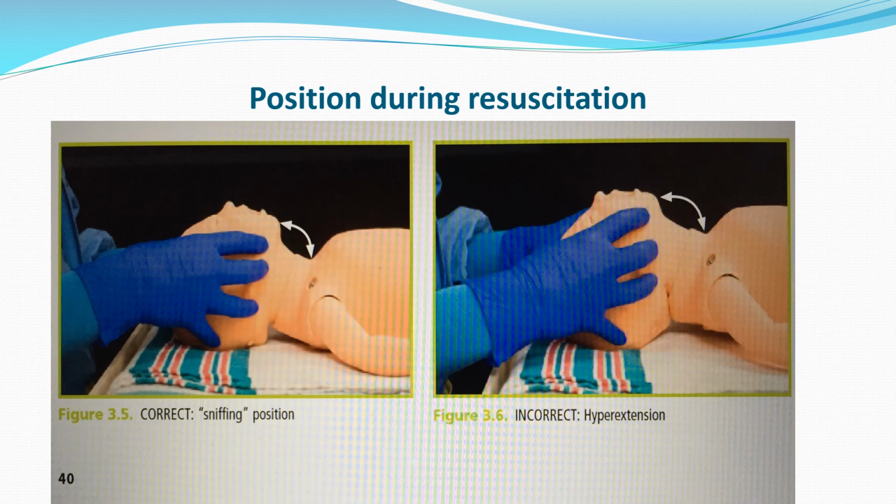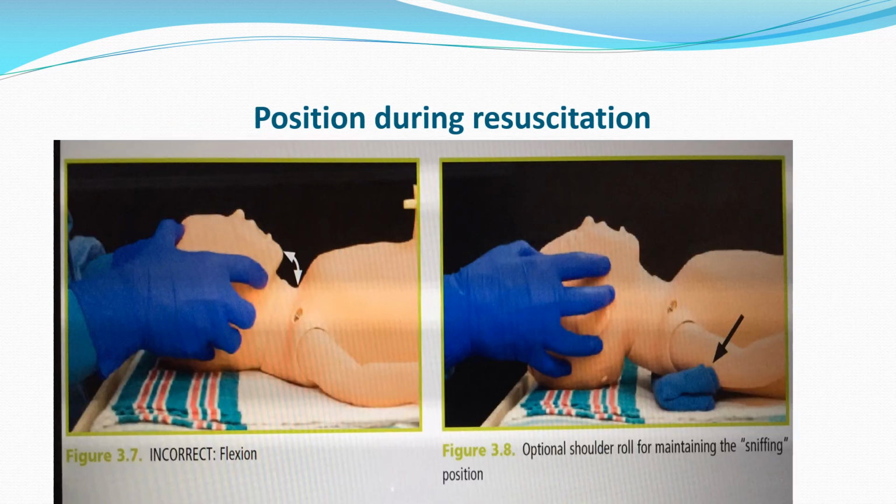And this is the way we position the baby during resuscitation. The correct position is either neutral position or slight extension of the neck, the so-called sniffing position. The other figure is the incorrect hyperextension. You should not do hyperextension. It is a slight extension or neutral position of the head with the neck. And this is also when there is excessive flexion. This is wrong. So the best position is either neutral or sniffing position, and a pad under the shoulder might help to maintain slight extension of the neck.